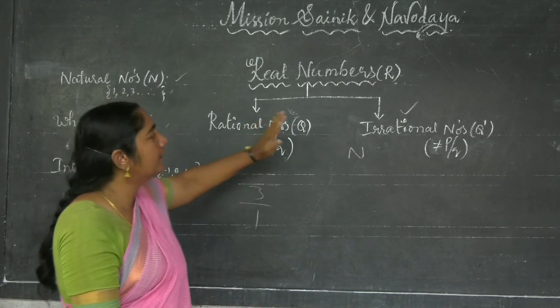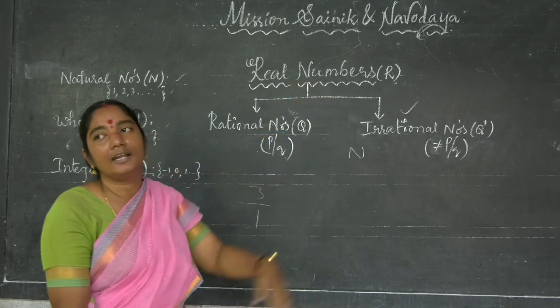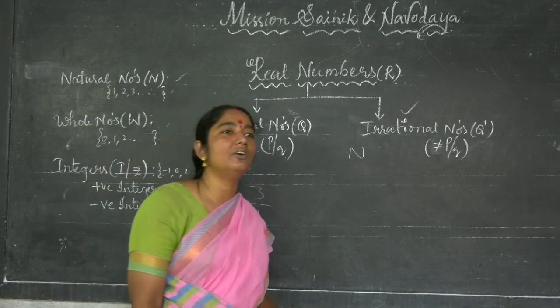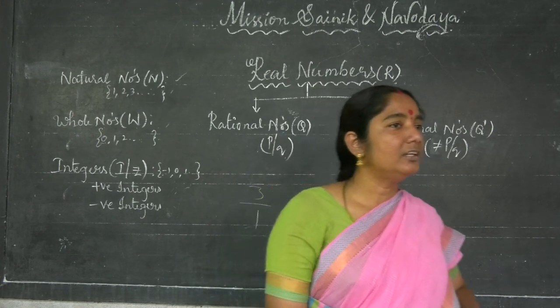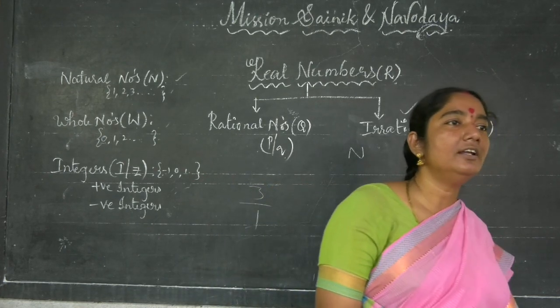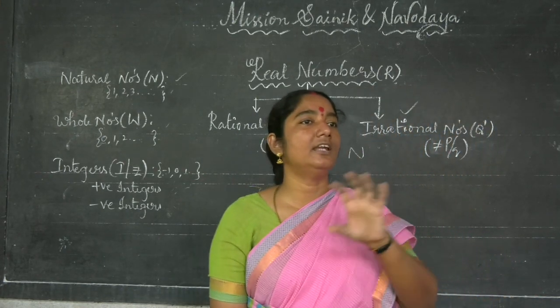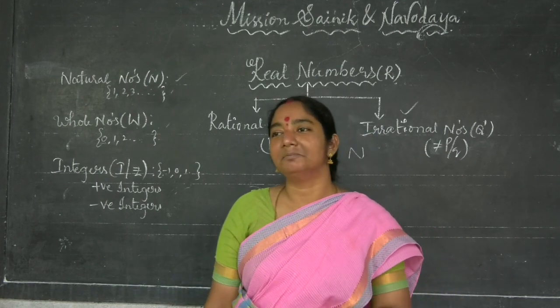And rational numbers and irrational numbers all come under real numbers. All these put together we call real numbers. So in this way, this is called a number system. Now we are trying to understand the number system.